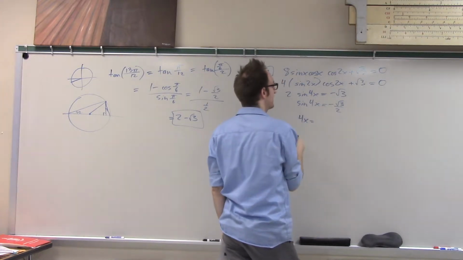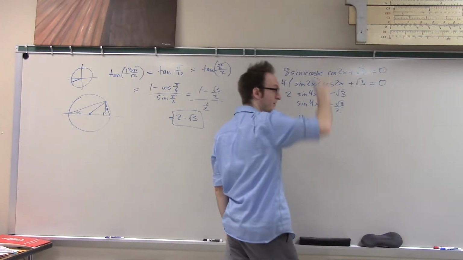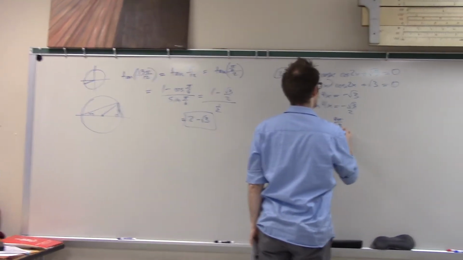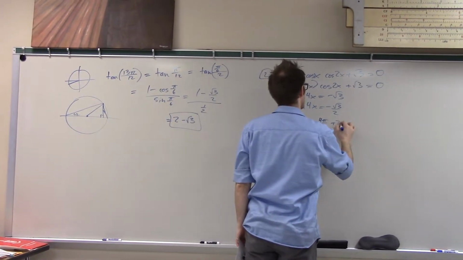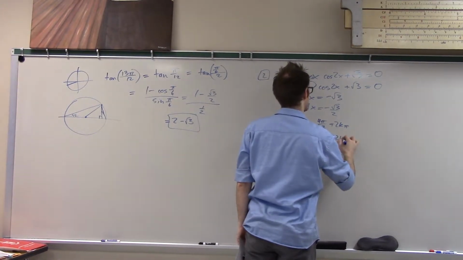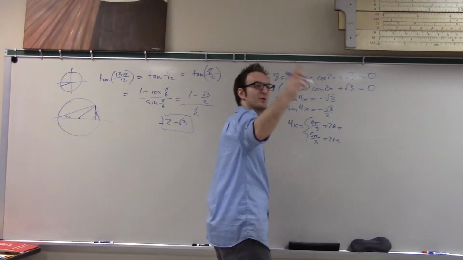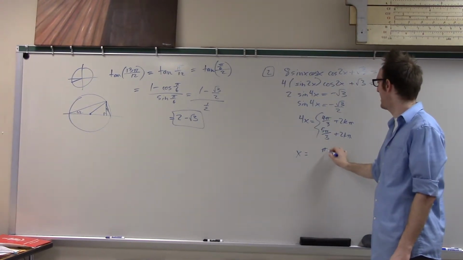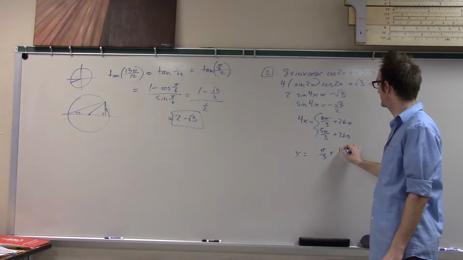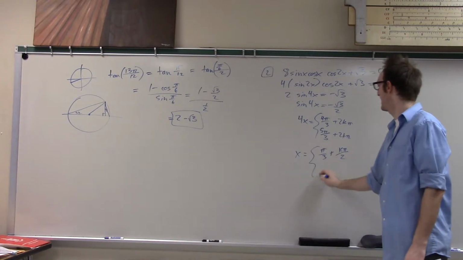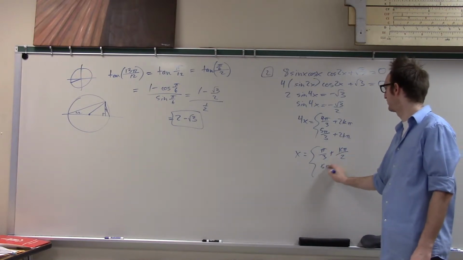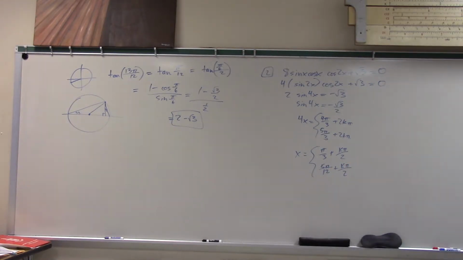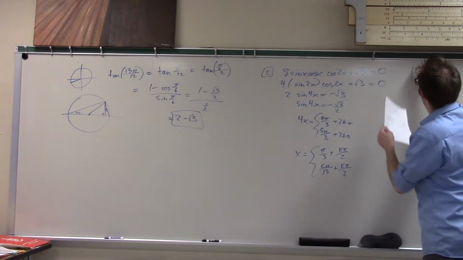When is sine negative root 3 over 2? Sine will be negative root 3 over 2 at however you like to do it, 4 pi over 3 or 5 pi over 3 plus 2k pi. So I'm going to erase the backboard while I'm talking. So what I get is that x is pi over 3 plus k pi over 2 and 5 pi over 12 plus k pi over 2. Yeah? Okay, good.